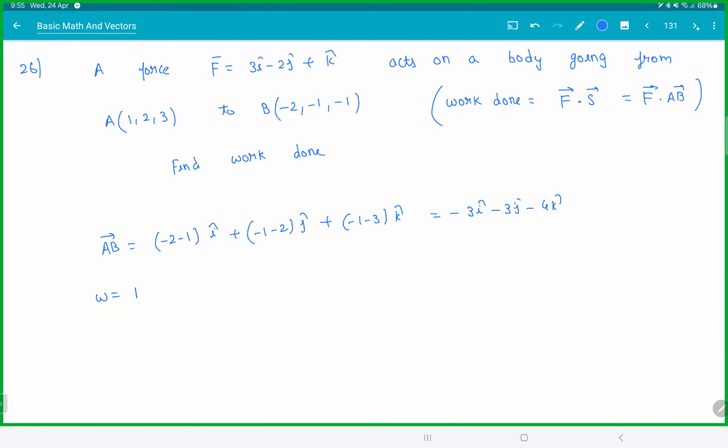Then it is simply a dot product. So there's nothing more in the question than this. So 3, 3, minus 9, minus 2, 6, and minus 4. How much is this? Minus 7 joules. You can leave it there. Easy? Next one.